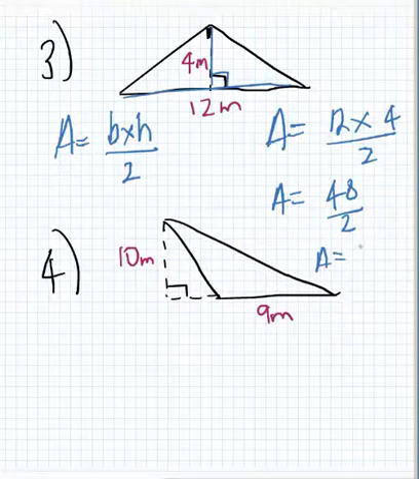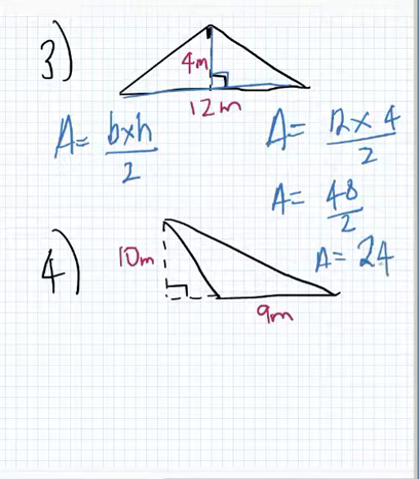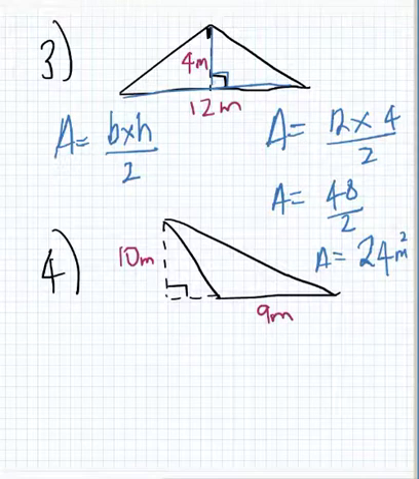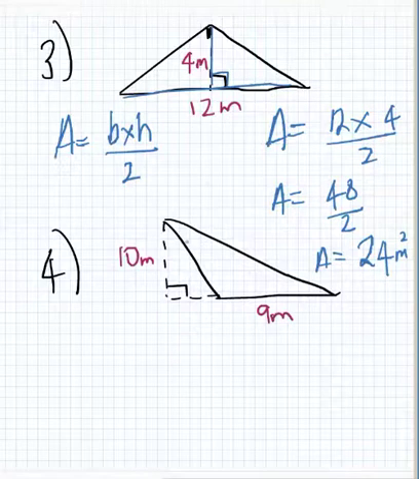We end up with 24. Now, what are our units? Meters squared. So 24 meters squared make up the area of that triangle. So it's quite a big triangle. Now, this one down here looks a bit different to the top one.